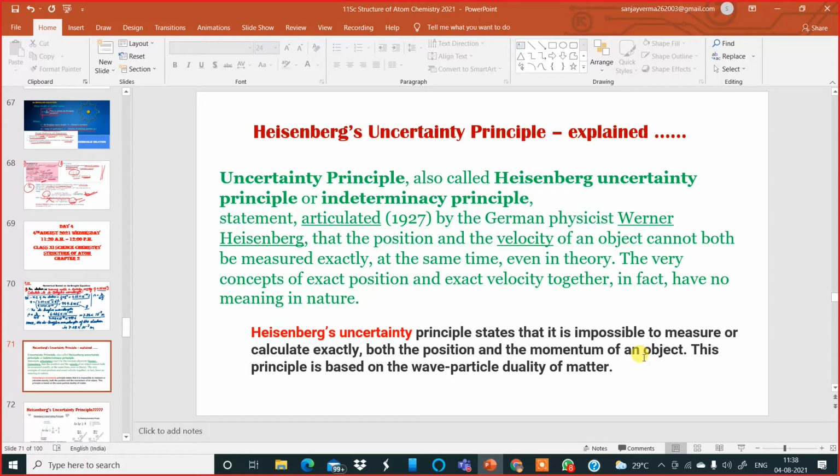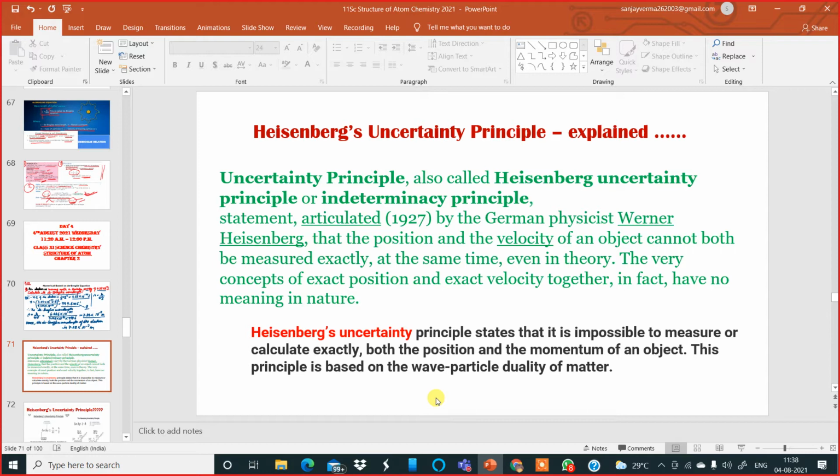That's why this principle is called Heisenberg's uncertainty principle. They will ask you the question: the Heisenberg's uncertainty principle is based on what? It is based on the wave particle duality of matter.